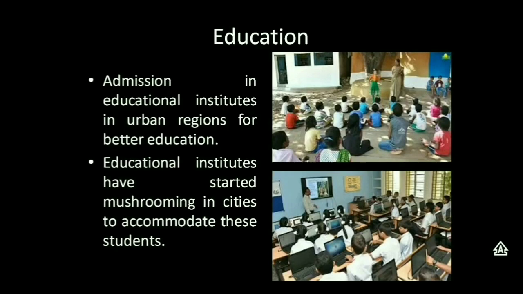And talking about education, people from rural regions seek admission in educational institutions in urban regions that generally provide better education. Consequently, educational institutes have started mushrooming in cities to accommodate these students. This also leads to urbanization.